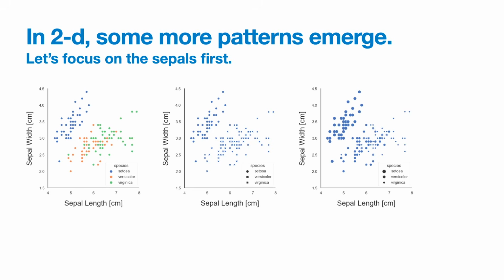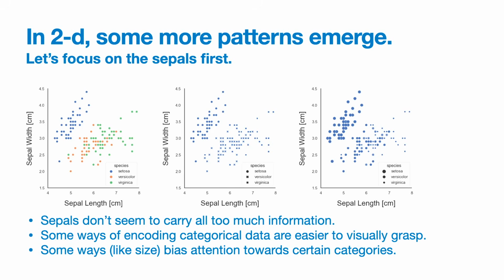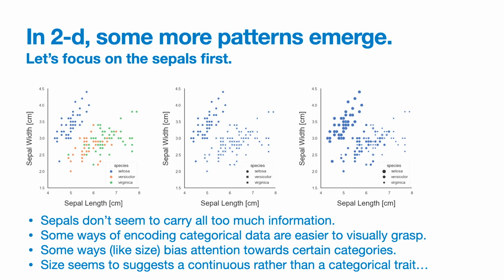To me, it suggests that the setosa one is in some way, shape, or form somewhat bigger or larger in some continuous trait than the other 2, which is, of course, misleading, because these 3 are just 3 different categories. There's no natural order on them. And altogether, well, the sepals don't seem to carry all too much information. As I said, some ways of encoding that, in particular color, seem to be easier to grasp for us, and some things are kind of misleading. And like I said, the size seems to suggest that there's some form of continuous trait.